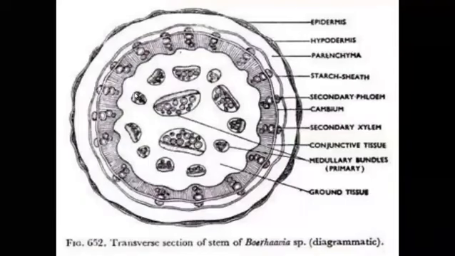If we observe the Boerhaavia stem TS, the primary stem TS shows mainly three major portions. One is epidermis, second is parenchymatous cortex, third is stele. These three major portions are present in the primary shoot TS of Boerhaavia. Epidermis is the outer layer. It is made by rectangular parenchyma cells.